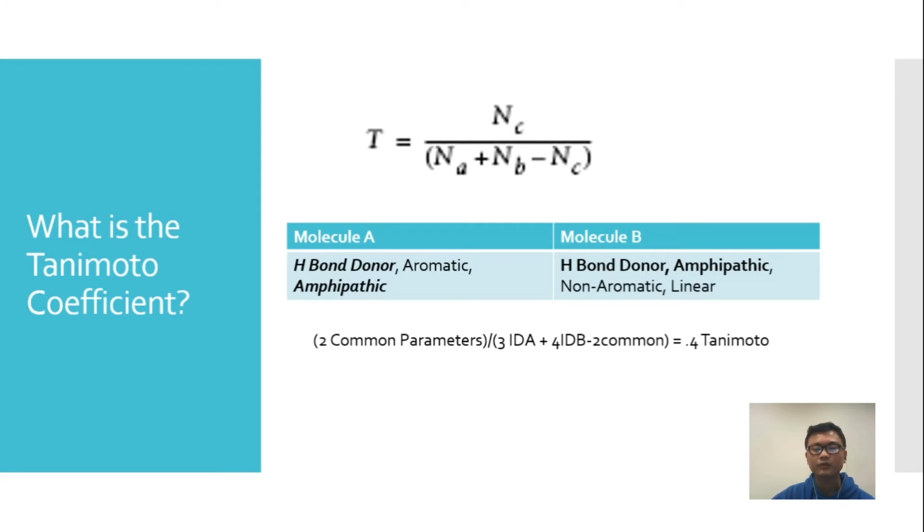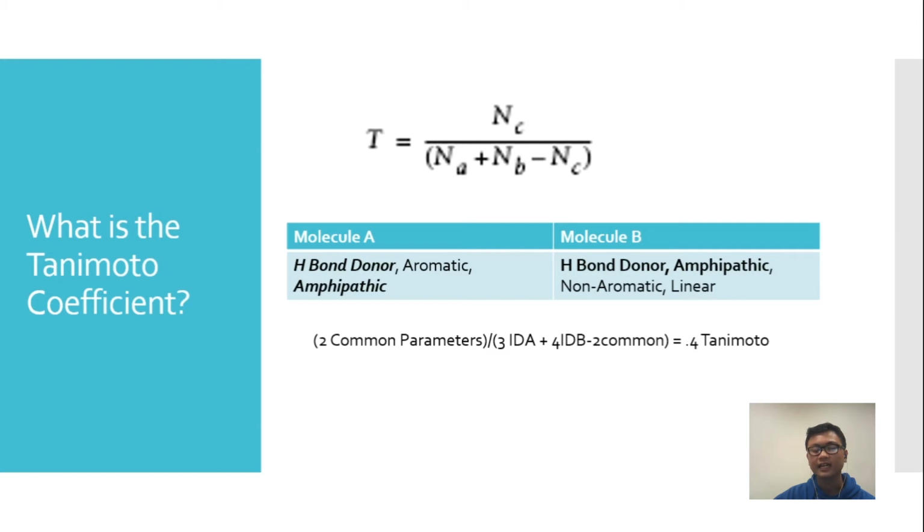The Tanimoto coefficient is essentially a numerical value which is representative of how closely two molecules are related. To understand the equation for the Tanimoto coefficient I put on the screen, I've created an example problem. So let's say we're trying to compare two molecules, molecule A and molecule B.